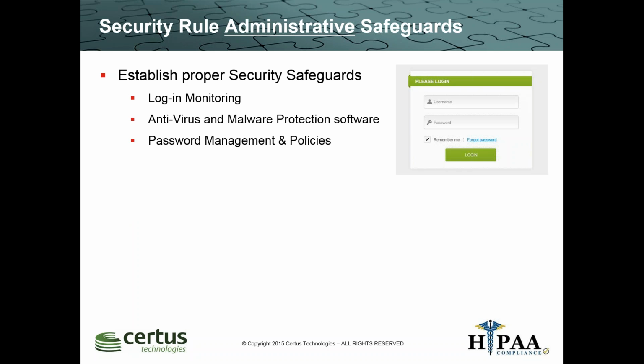Also under the heading of administrative safeguards are login monitoring, antivirus and malware protection software, password management. And by the way, as I mentioned before, it's not enough to simply have antivirus software installed. It's got to be kept current. So you need to have documented these policies and procedures. You need to document when and how often virus definitions are updated. You need to document what is going to be your response when a virus outbreak occurs. You need to train your staff on these policies.